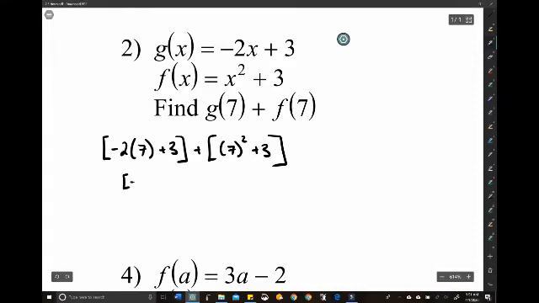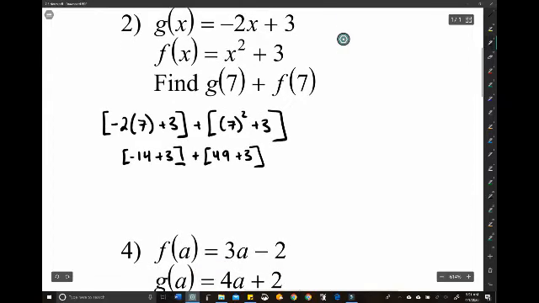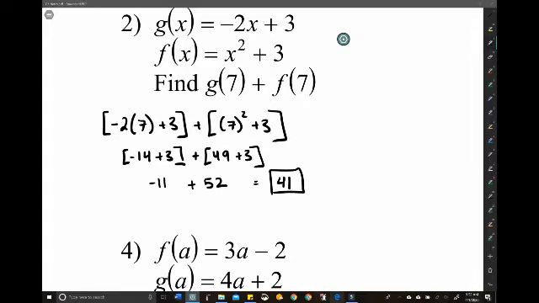So we have -14 plus 3 plus 49 plus 3. Okay. -14 plus 3 is -11 plus 49 plus 3, 52. 52 minus 11 essentially is 41. Okay, so 41 adding, why my calculator doesn't want to show up here. Again, just be careful substituting things in.